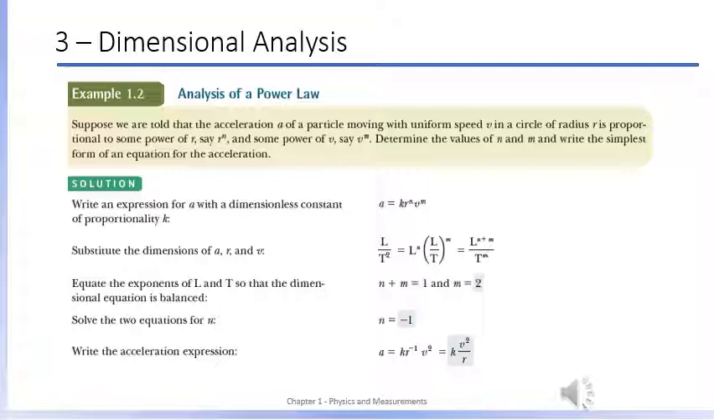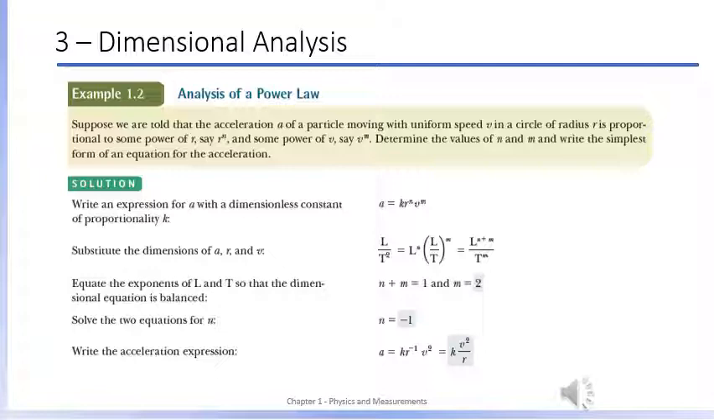Another example. Suppose we are told that the acceleration a of a particle moving with uniform speed v in a circle of radius r is proportional to some power of r, say r to power n, and some power of v, say v to power m. Determine the values of n and m and write the simplest form of an equation for the acceleration. So we have a equals k, a proportional constant, times r to power n and v to power m.